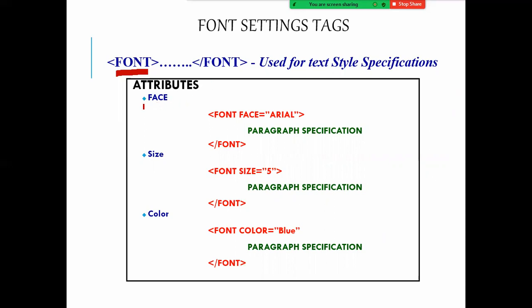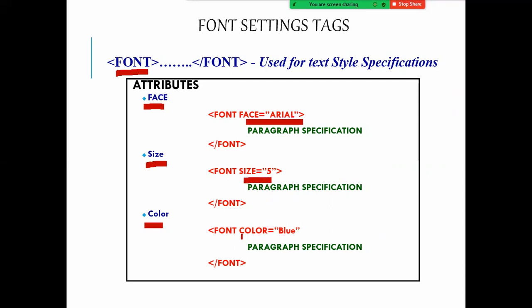What you can do is make use of the face attribute, size attribute, and color attribute. These are the different attributes you can make use of. For example, I'm writing font face is equal to Arial. This displays the text in a different font. If I want to change the size, you can say size is equal to something.